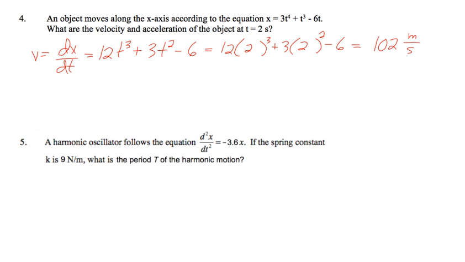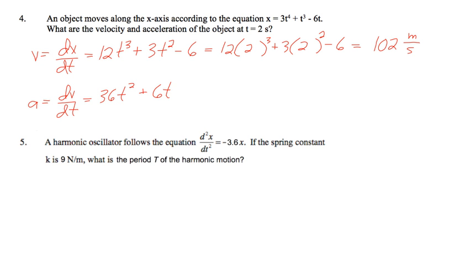Now the acceleration is the second derivative of the x equation, or the first derivative of the velocity equation. So I just wrote down the velocity equation. So we'll take the derivative of the velocity equation with respect to time. So the derivative of this would be 36t squared. So 36t squared plus, when I bring the 2 in front, it's going to be 6t, and the derivative of a constant is 0.